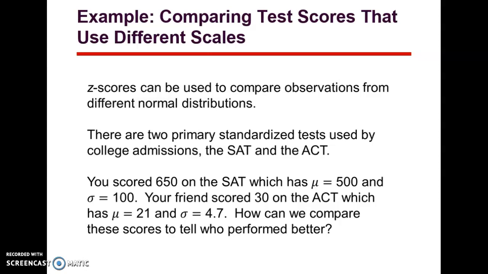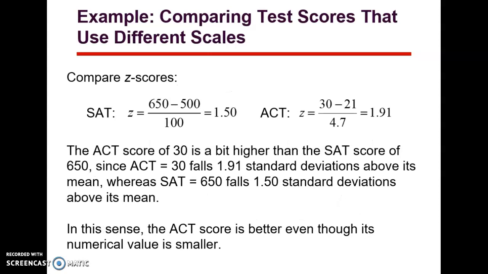So how do you compare the ACT and the SAT to see who did better? Well, we compute the Z-score for each, and you see that the one on the left for the SAT is 1.5 standard deviations to the right of the mean. This is 1.91 standard deviations to the right of the mean. Now, we're looking at how many people did this individual beat. He beat everyone who was below 1.50, and this other person beat everyone who was below 1.91. So the one on the left actually did not beat as many as the one on the right.